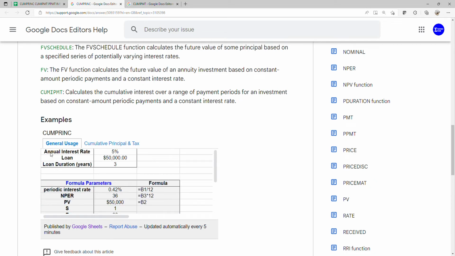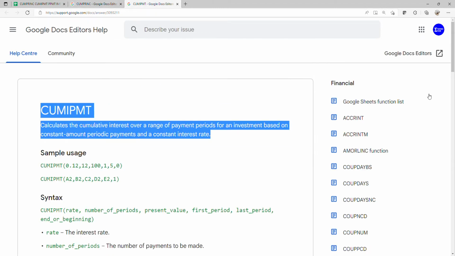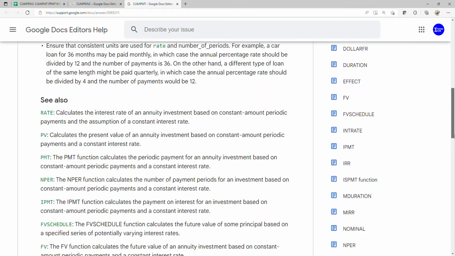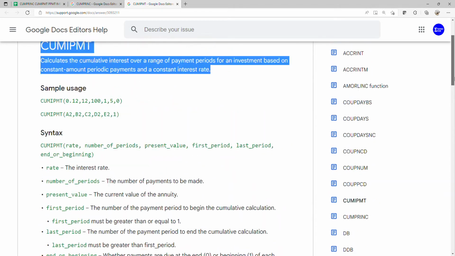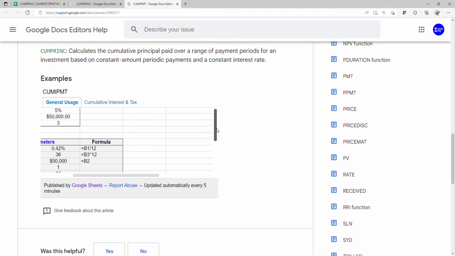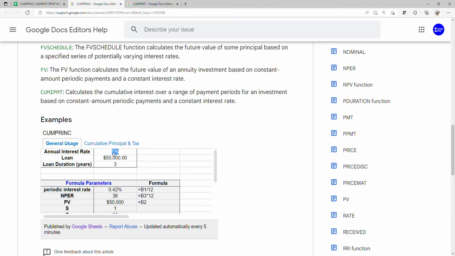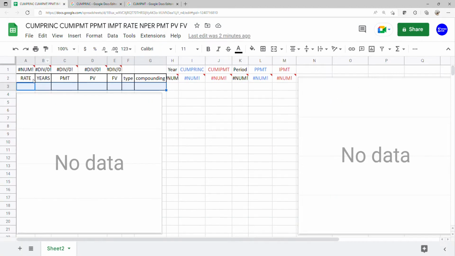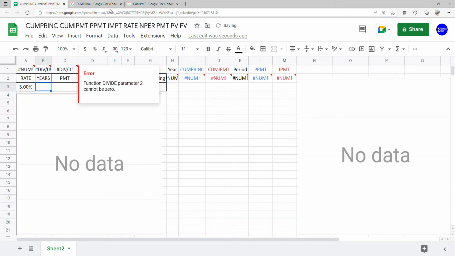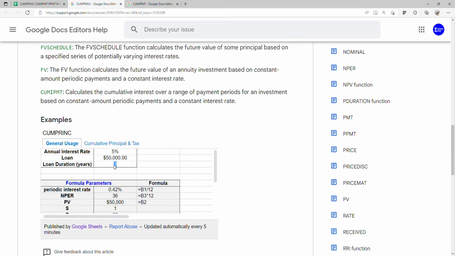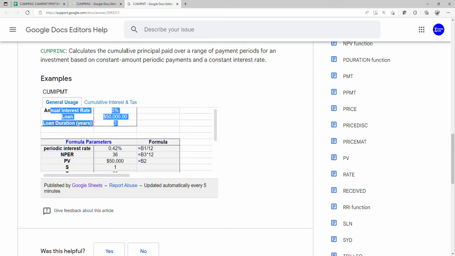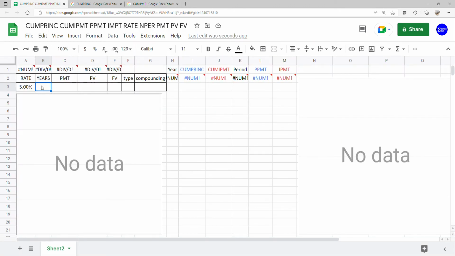Here you have annual rate 5%, loan 50,000, and duration 3 years. Likewise, in the example of the CUMIPMT, you also have annual rate 5%, loan 50,000, and duration 3 years. So we'll use these values. The interest is 5%. The number of years, 3. Same thing with this one, 3. So 3 years.